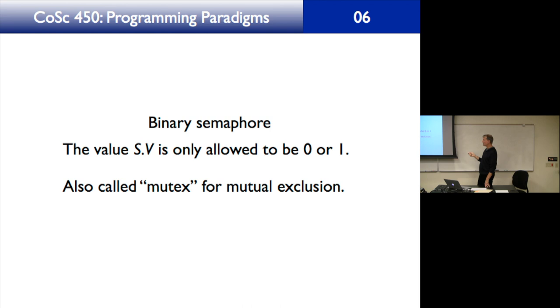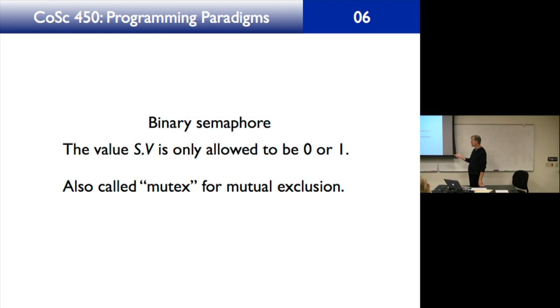In a binary semaphore, the value of s.v, the value of the integer, is only allowed to be 0 or 1. And here's just some terminology. We're not going to distinguish between our semaphores. We'll just always assume that they are integer semaphores, because really a binary semaphore is just like an integer semaphore. It's just that you program it so that 0 or 1 are the only values that it can get.